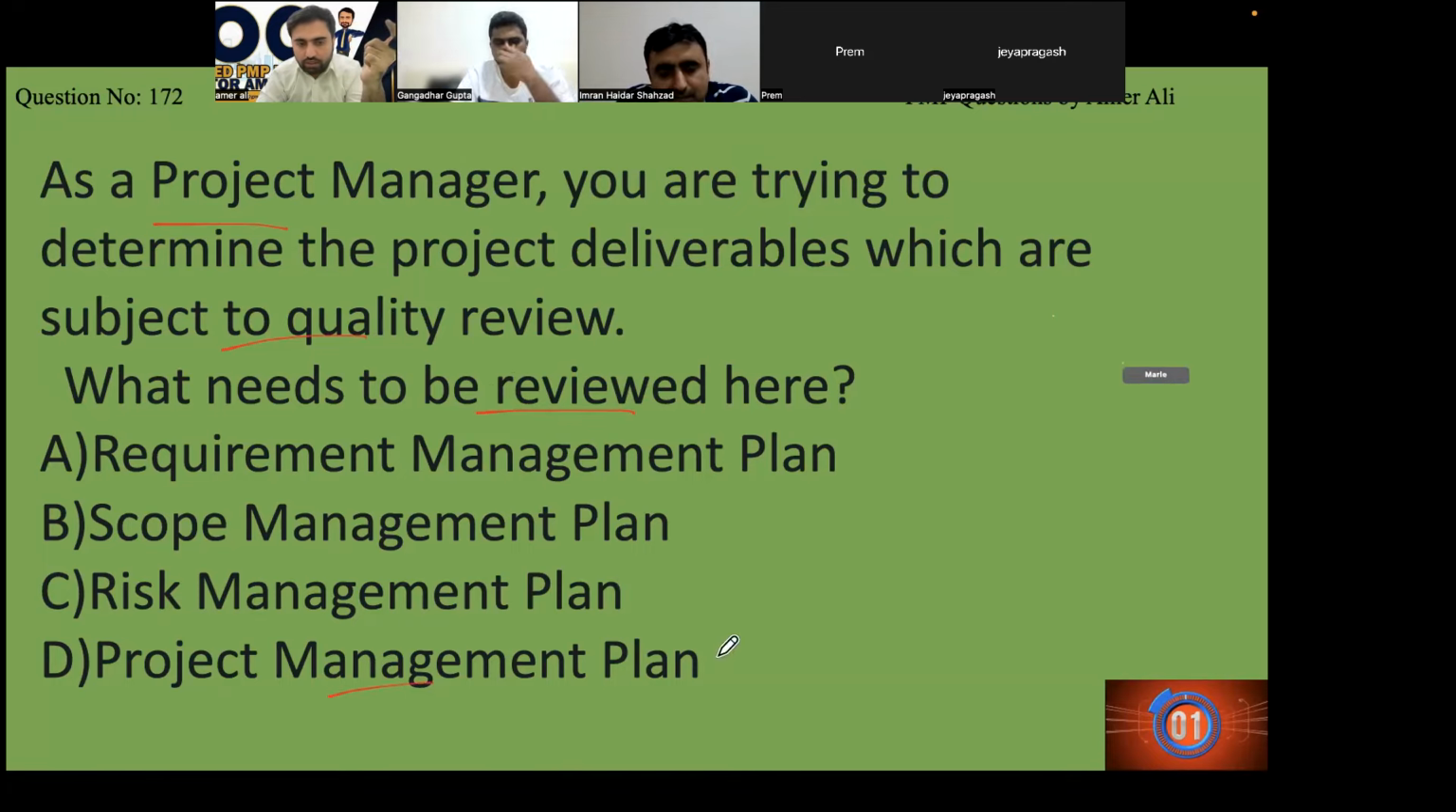Project management plan? No. Why would we review the project management plan? How can that help us? Okay, but let's put it there. Risk management plan? No. So we are looking at what things are subject to a quality review. Requirement management plan: requirements actually have all the quality requirements, what needs to be done. Scope baseline. Project management plan can be the answer, but requirement management plan, in my opinion, is the best answer.